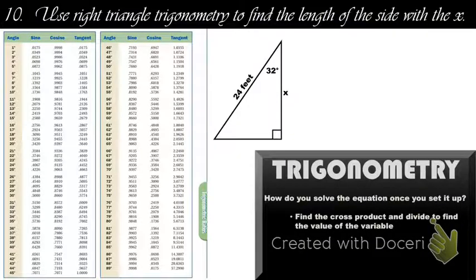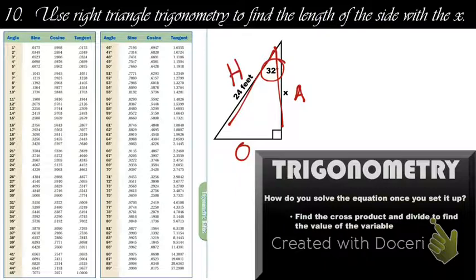Before we can solve the equation, we need to write the equation. And before we write the equation, we have to figure out what trig ratio we're going to use. And before we can figure out what trig ratio we're going to use, we have to label the sides of the triangle. So 32 is the reference angle. These are the two sides that make up the reference angle. The longer of the two is the hypotenuse, the shorter is the adjacent, and the remaining side is the opposite.